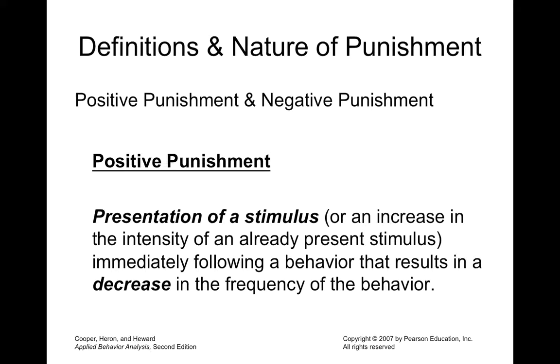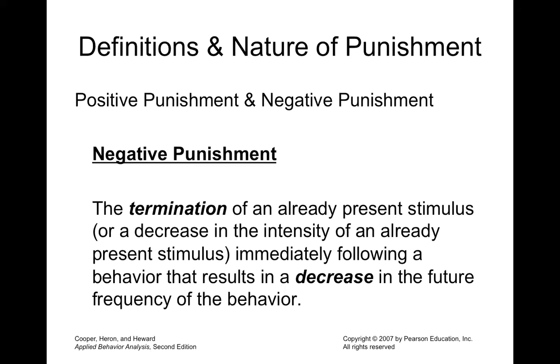Like reinforcement, punishment can be described in two types. First one is positive punishment. Positive punishment occurs when the presentation of a stimulus immediately following a behavior results in a decrease in the frequency of the behavior. Negative punishment involves the termination of an already present stimulus immediately following a behavior that results in a decrease in the future frequency of the behavior.